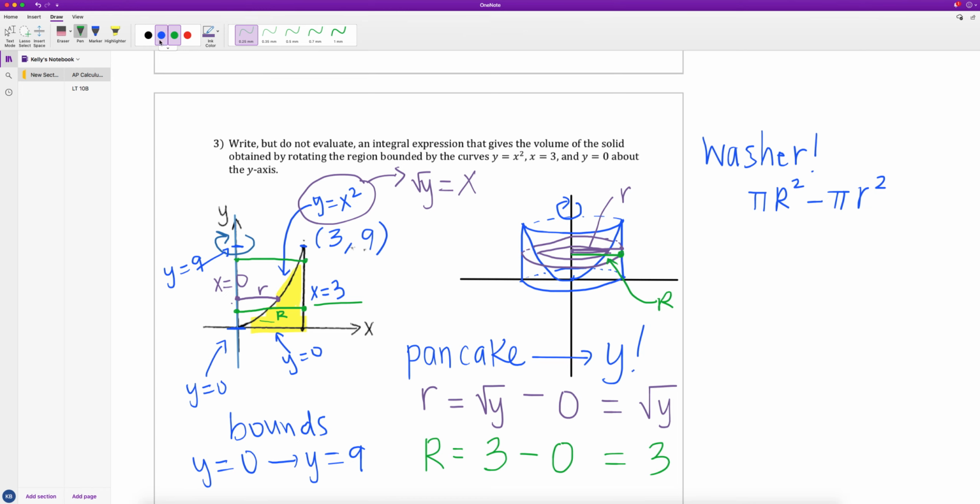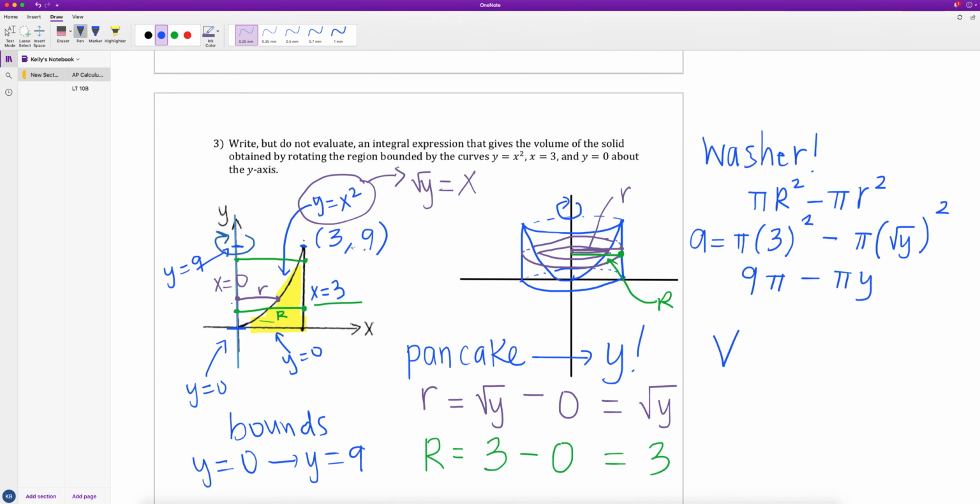From here, we have everything we need to write out our equation for volume. So I have my 2 radii, which means my next thing I can do is find the area. The area of this guy is going to be pi times my big radius squared, which is 3 squared, minus pi times my little radius squared, which is the square root of y squared. Simplifying this down, we get 9 times pi minus pi times y as our area.